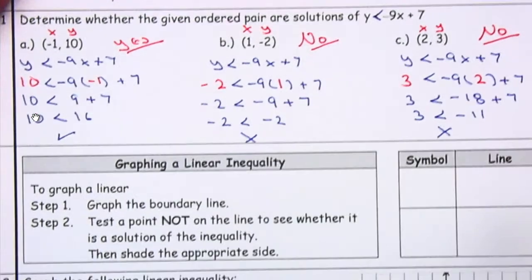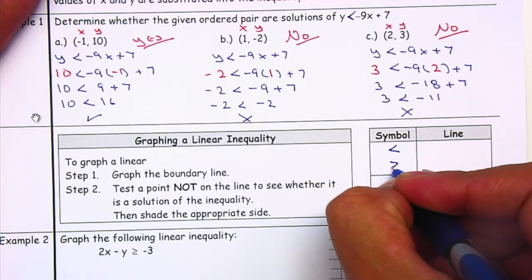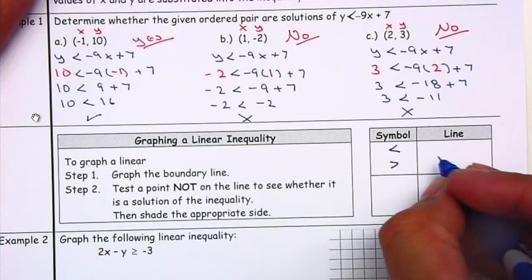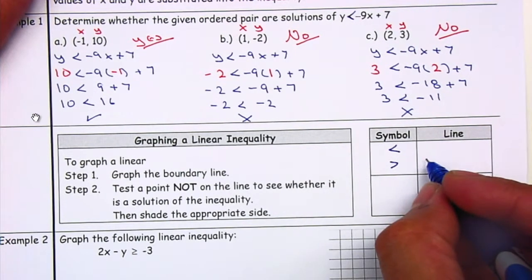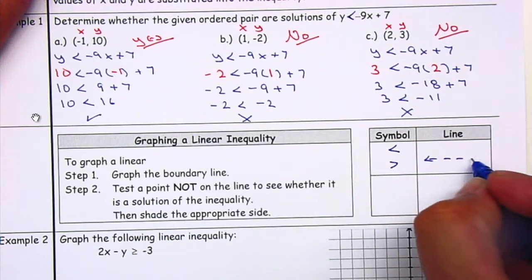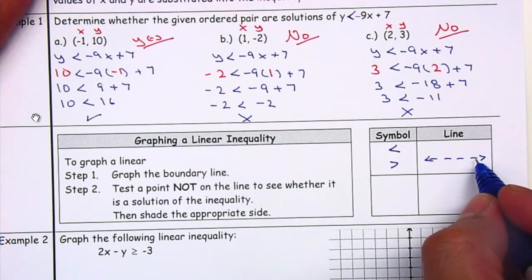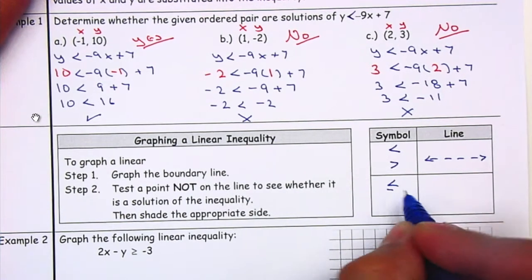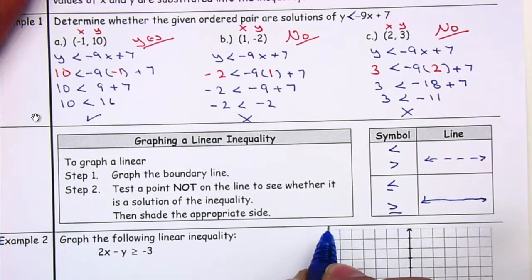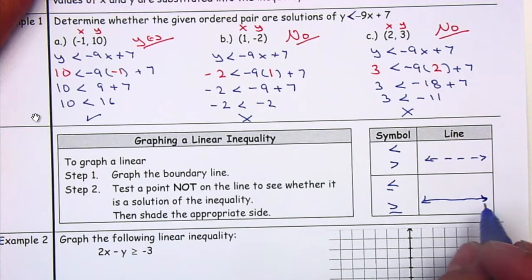It's a little faster. Now, the symbols that we have are less than or greater than. Remember, before we used to have an open dot, but because we are working on an x and y axis, this is going to be a dashed line. That means that all of those points on the line are not part of the solution. If it's less than or equal to, or greater than or equal to, it's going to be a solid line. That means that points on the line are also part of the solutions.